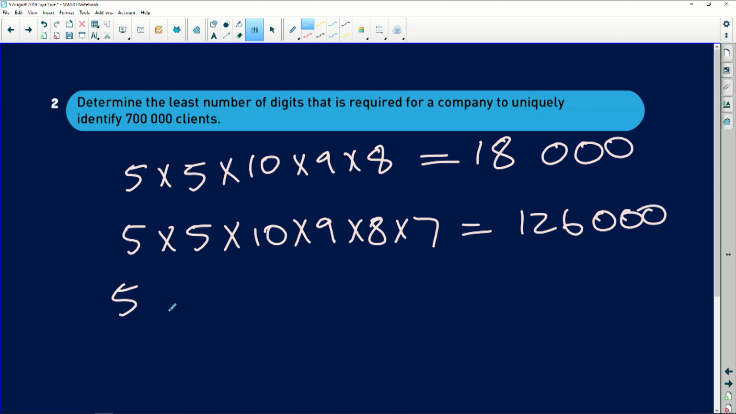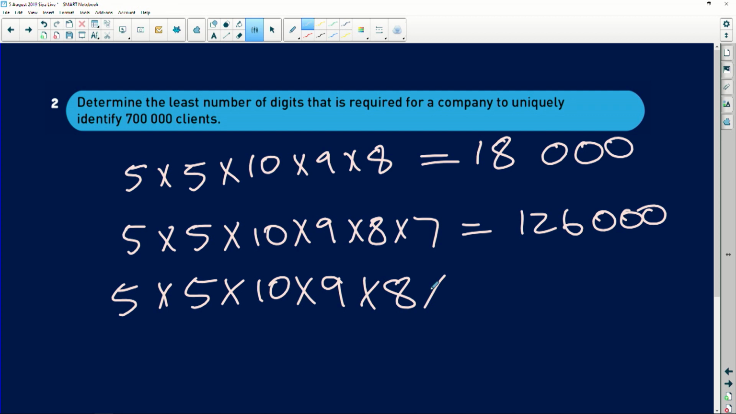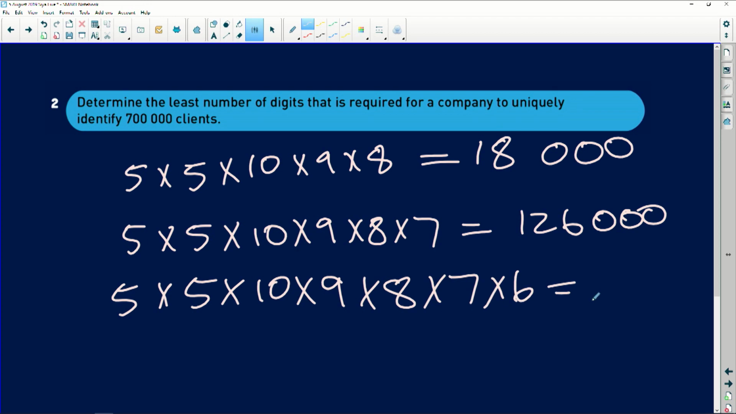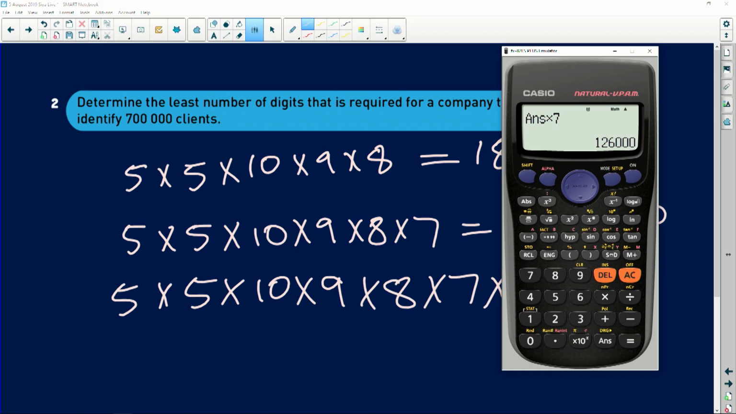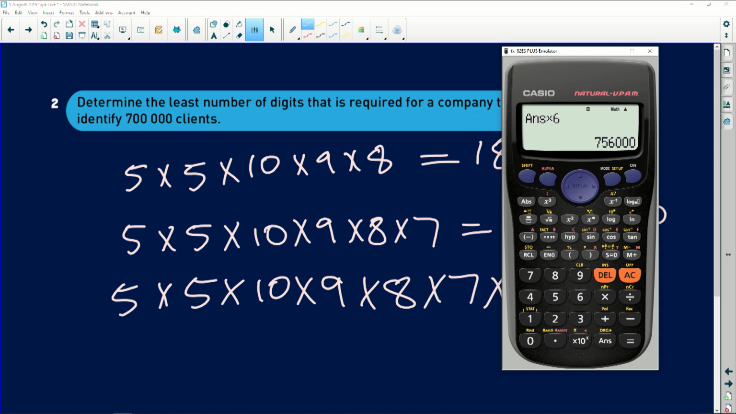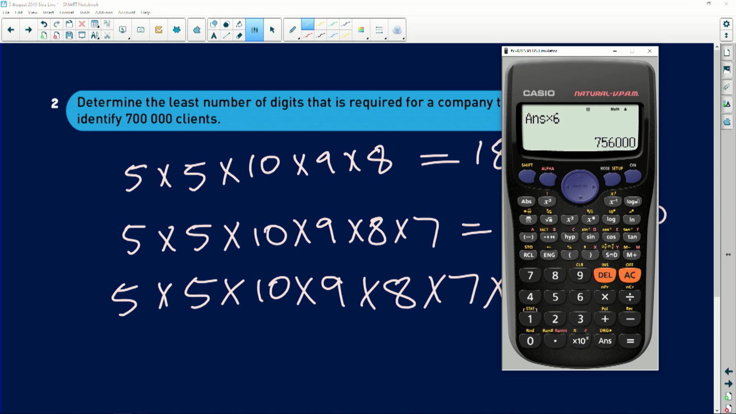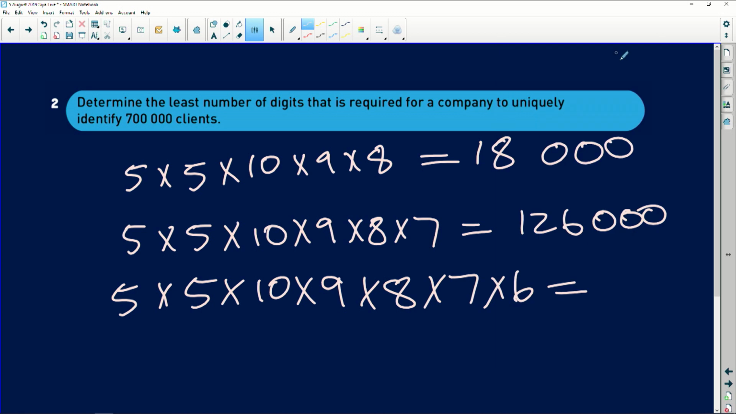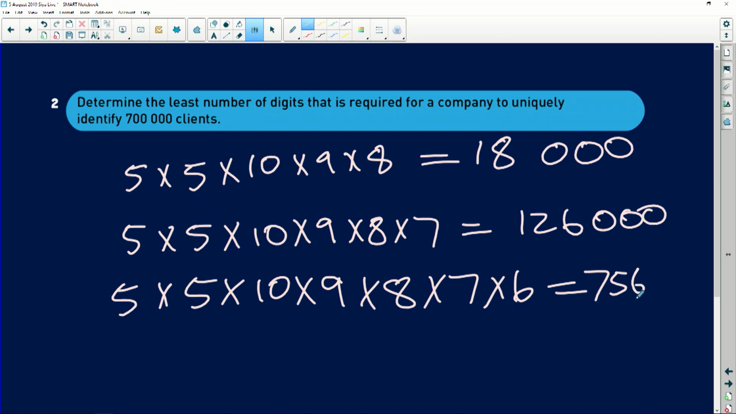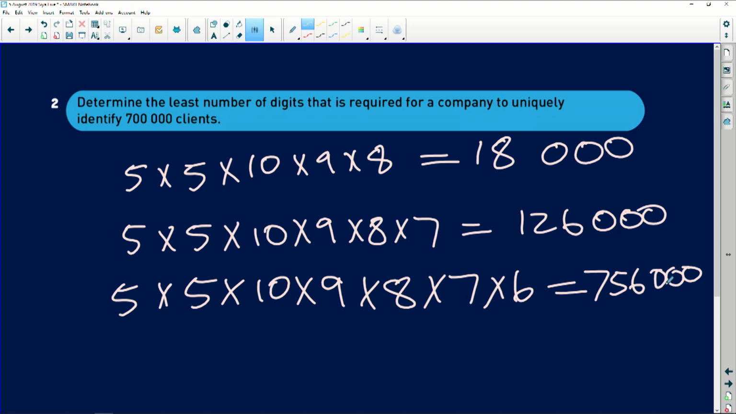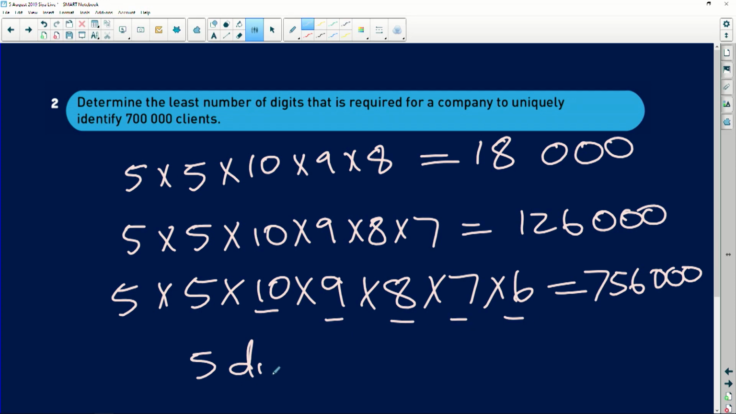So I'm going to go again and say 5 multiplied by 5 times 10 times 9 times 8 times 7 times 6, and then I check how much this will be. Multiplied by 6, this will be equal to 756,000. So I have 756,000, which is above that. So the least number will then be, this is 1, 2, 3, 4, 5. So it will then be 5 digits.